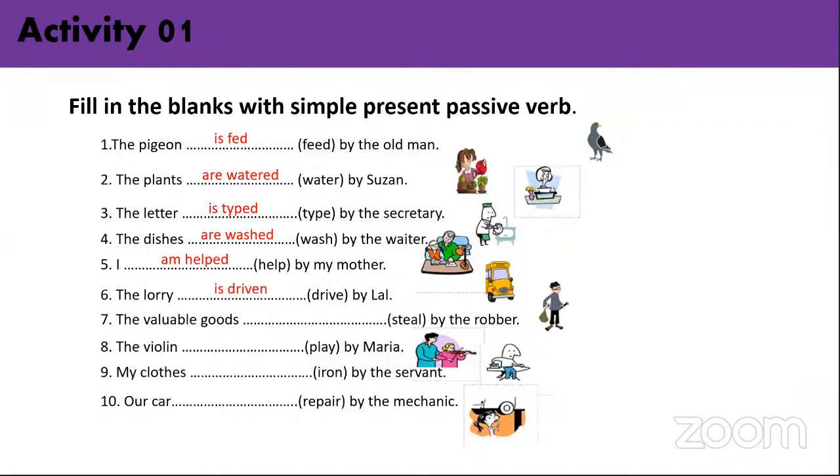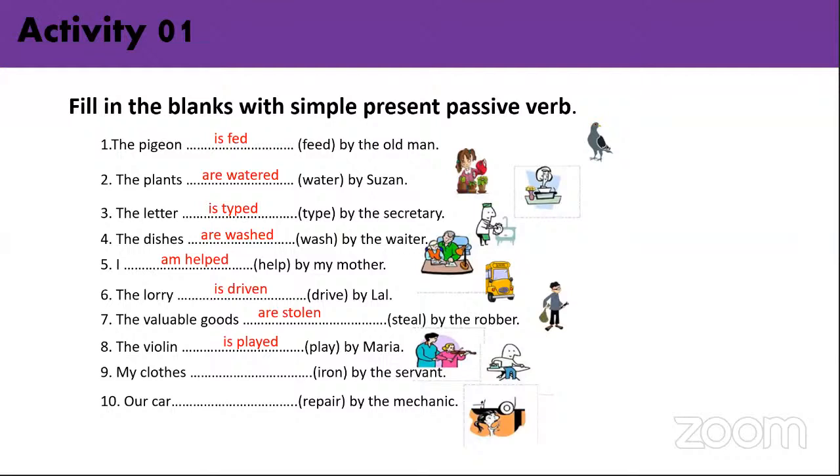Next one, the valuable goods. Once again, it is plural. Then you have to use are there. And steal. Steal, stolen. Are stolen by the robber. The valuable goods are stolen by the robber. 8. The violin. Singular. Then you have to use is. Play, played. The violin is played by Maria.